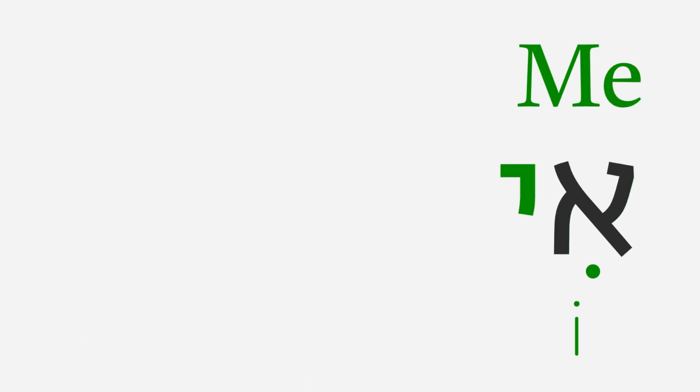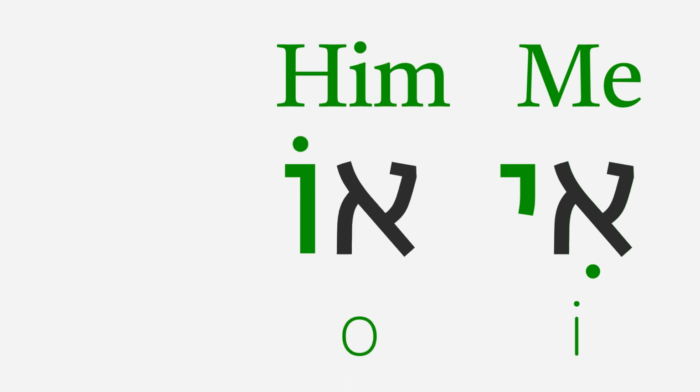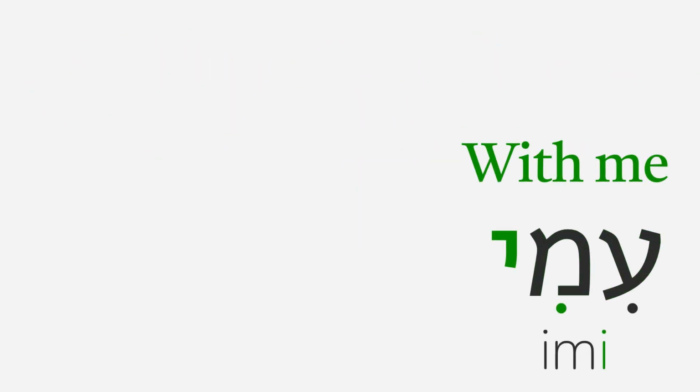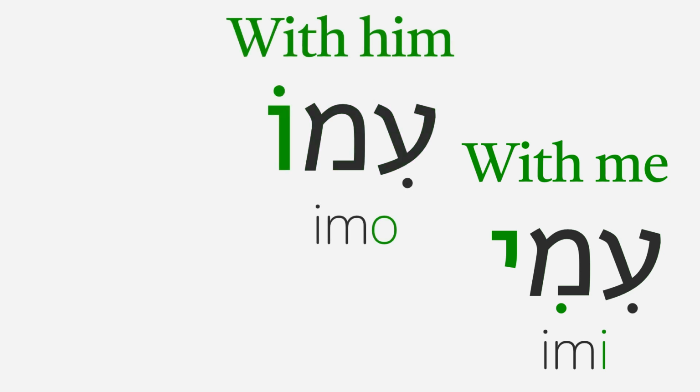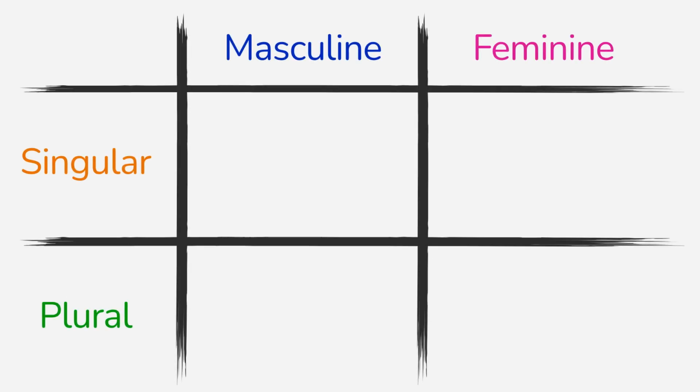The Hebrew suffix that means me is i, the suffix which means him is o, and the suffix which means her is a. If we add these suffixes to im, with, we get imi, with me, imo, with him, and ima, with her.